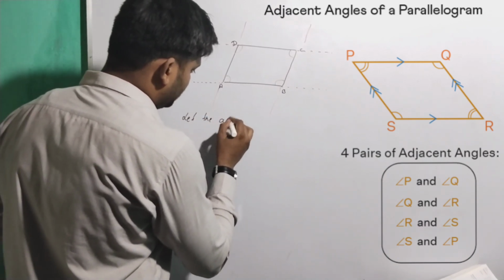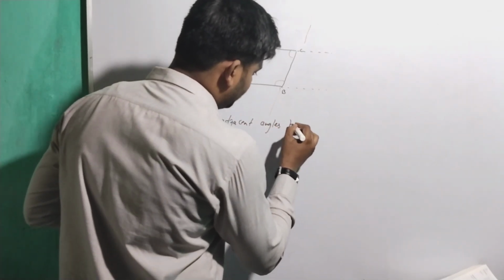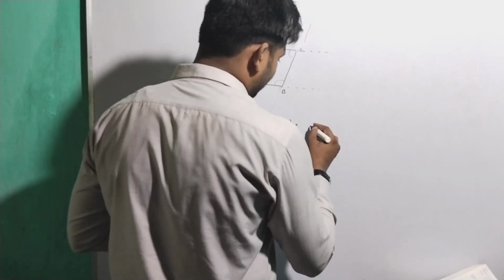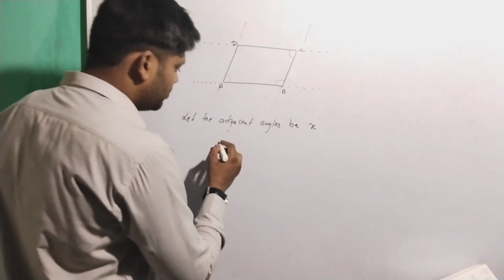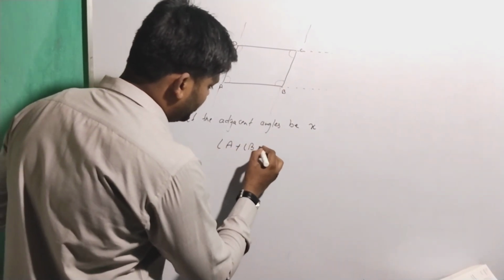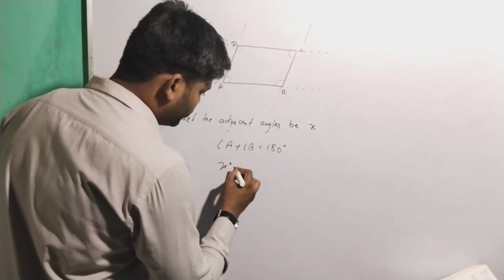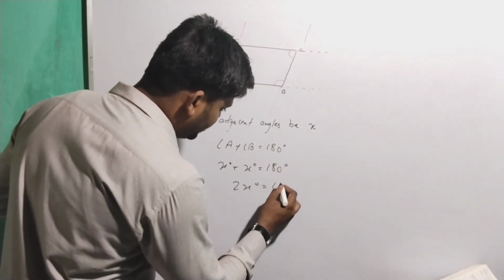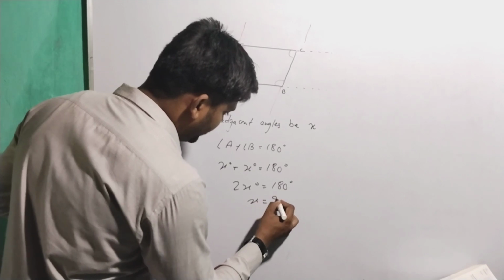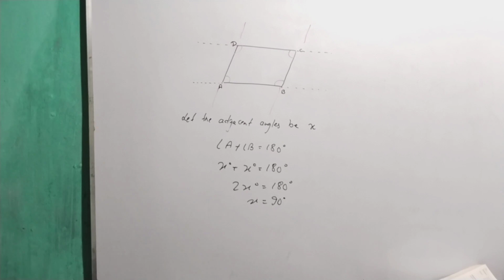Let the adjacent angles be X. So if the first adjacent angle is X, the second is also X. The sum of the angles will be, for example, I am assuming angle A plus angle B equal to 180. Adjacent angles are equal, so this is X degrees, this is also X degrees, equal to 180 degrees. So 2x degrees is equal to 180 degrees. So X degrees is equal to 90 degrees. So if one is 90, then the other will also be 90 degrees. Okay, clear? Let's go for the next one.